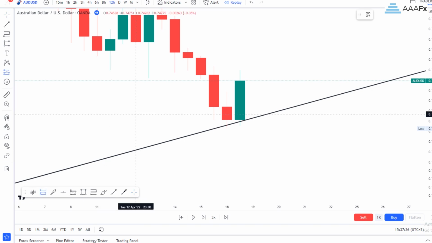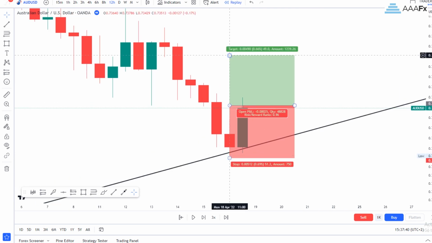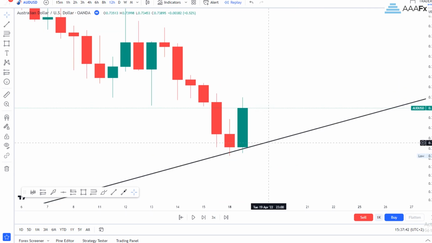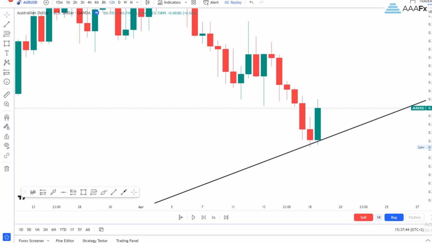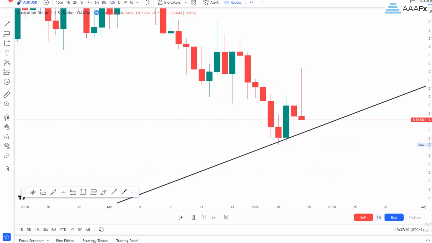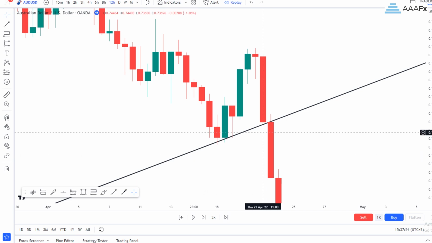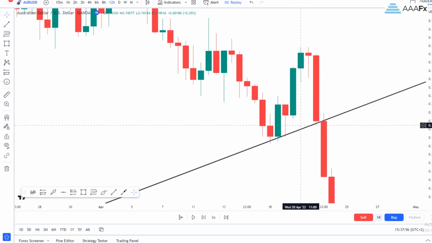Preferably, a typical trader will then buy on this touch there, and take whatever they want to take. But let us quickly look at what happened when you bought on that support right there. You would have definitely gotten stopped out.